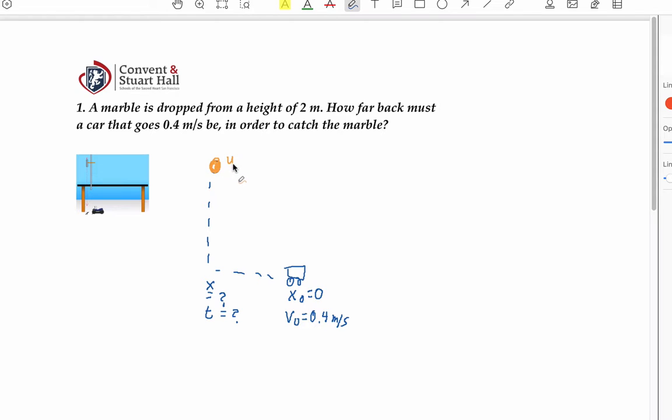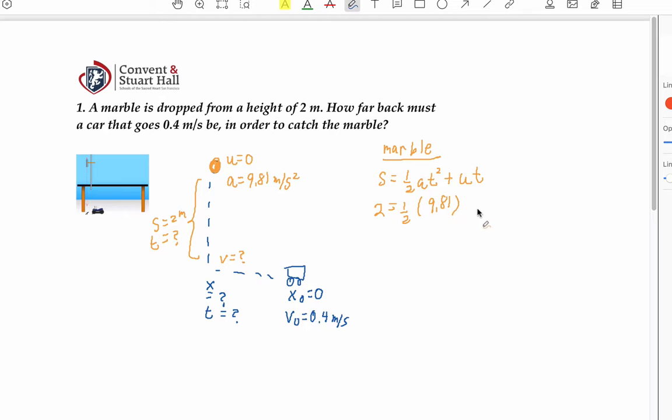And what we're going to say is that u of the marble is 0. V is unknown. We know that s is going to be 2 meters. And we don't know the time it takes to fall. And we do know that its acceleration, because it's accelerating due to gravity, is going to be 9.81 meters per second squared. So this is what everybody in class did. First, they looked at the marble and they said, okay, if we apply SUVAT to the marble, s is 1/2 at squared plus ut.